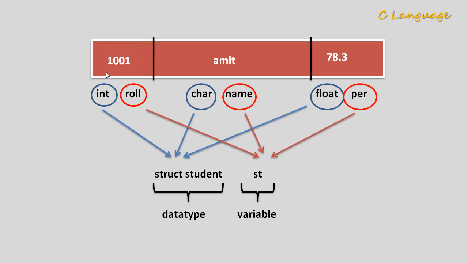Now if we talk about this particular location, it is a sublocation of st. This whole location where I am rotating my mouse is st, but the sublocation is roll. To reach here, we have to use the dot operator, and with st dot roll, you will be here to store the value. In the same way, if you have to store the value in this location, first of all st, and with that dot name. In the same way, st dot per.